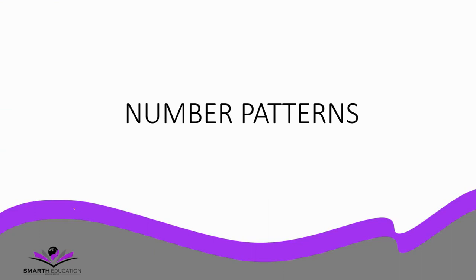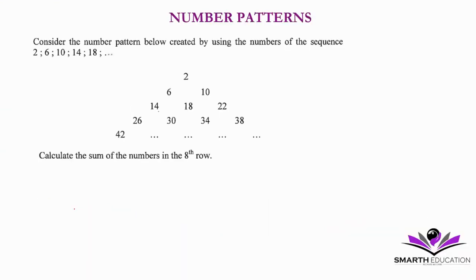Welcome back. Let's do question 321. Consider the number pattern below created by using the numbers of the sequence 2, 6, 10, 14, 18 like that. So there's a constant difference of 4. Now it says calculate the sum of the numbers in the 8th row.